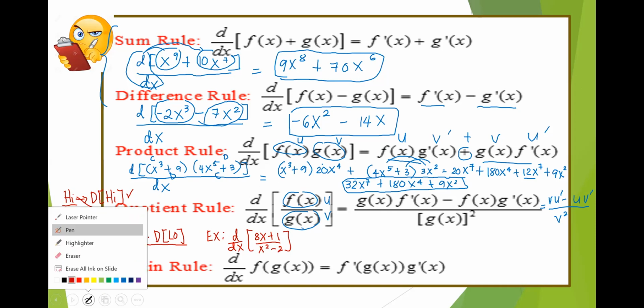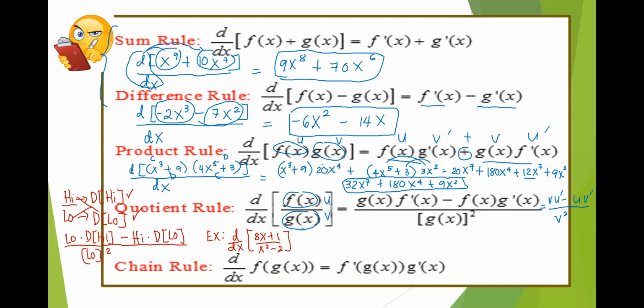Kunin muna natin yung the high and the low. Say, eto po yung ating the high. Derivative of the high will be 8. Derivative of the low will be 2x. Ayan. So, pag kinuha natin yung derivative, di ba? Derivative of a quotient is a quotient, but not the quotient of the derivatives of the numerator and denominator.